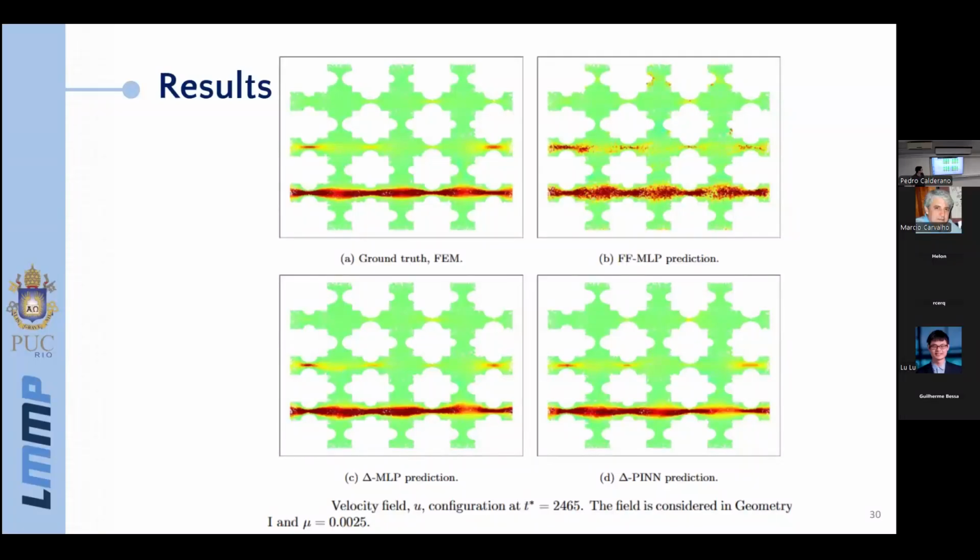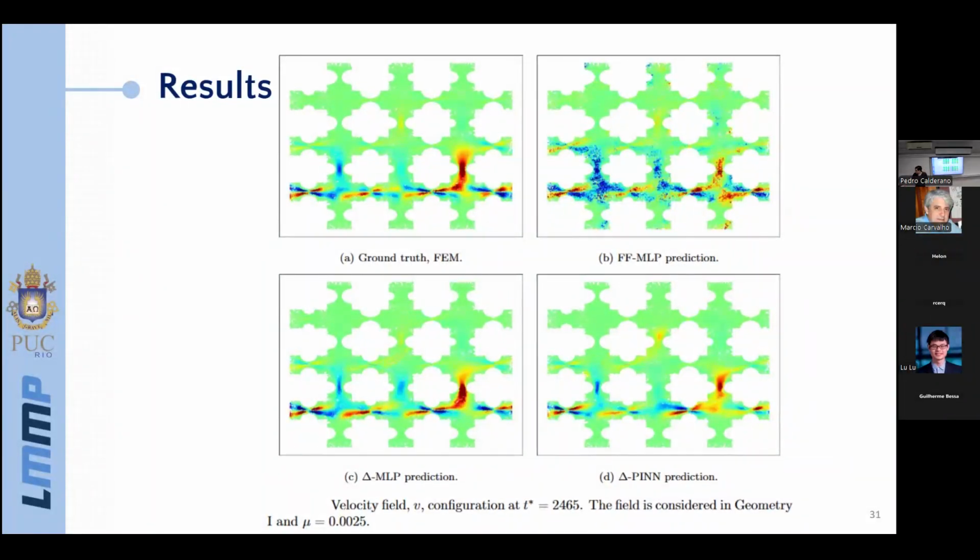So I'm showing here the velocity field, the ground truth, then the Fourier feature MLP prediction. Again, it's noisy. Then comes the delta MLP prediction and the delta PINN prediction. They're quite close to each other and they're close to the ground truth as well. I could draw the same conclusions for the y direction field for the velocity as well.